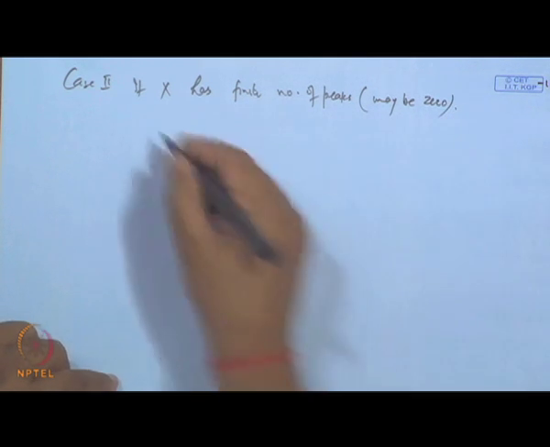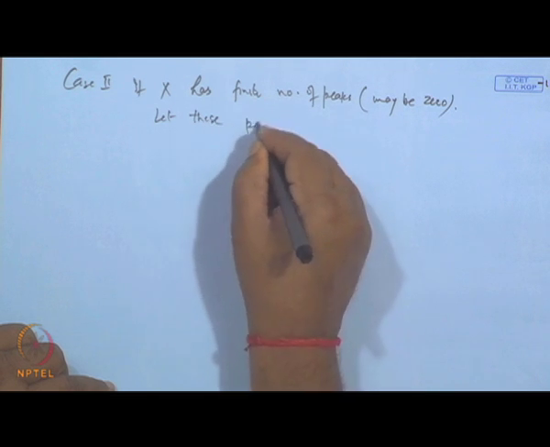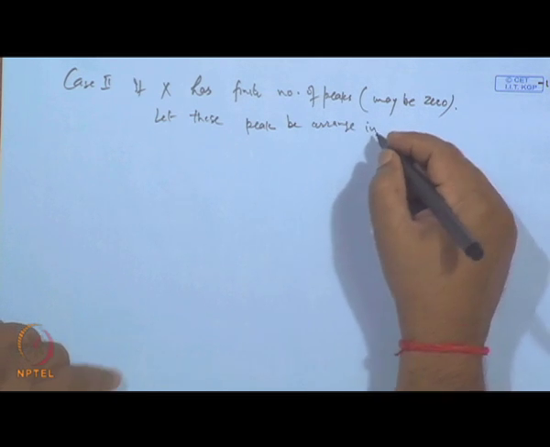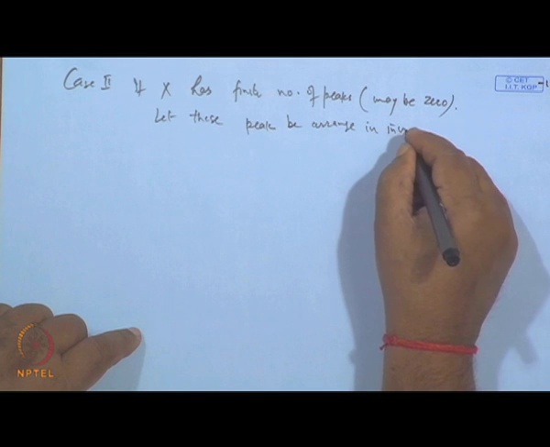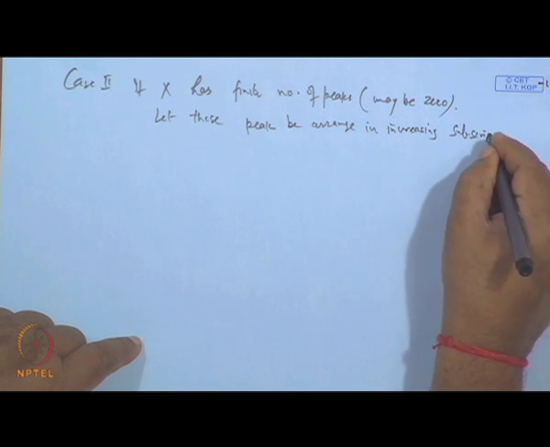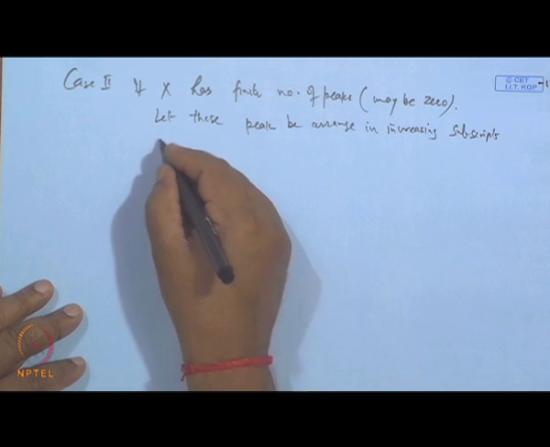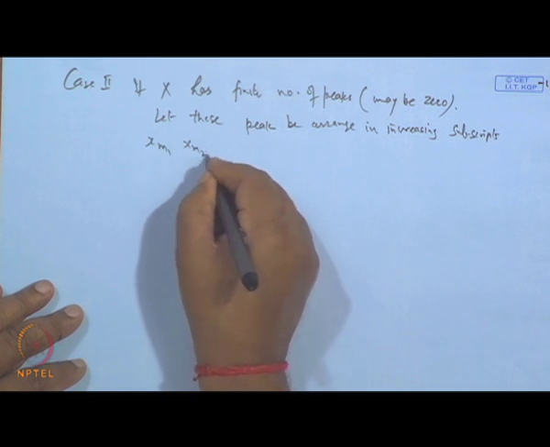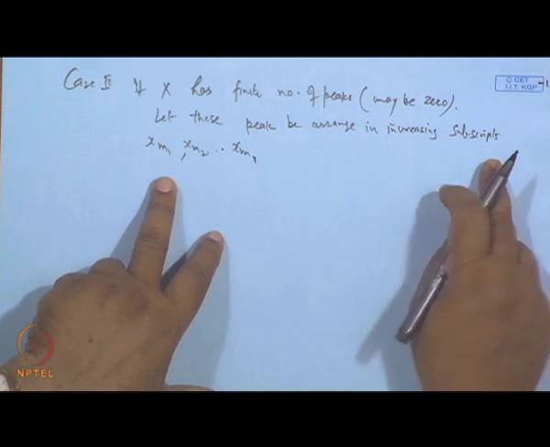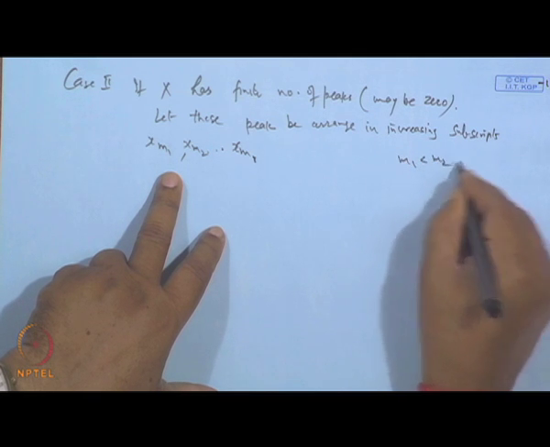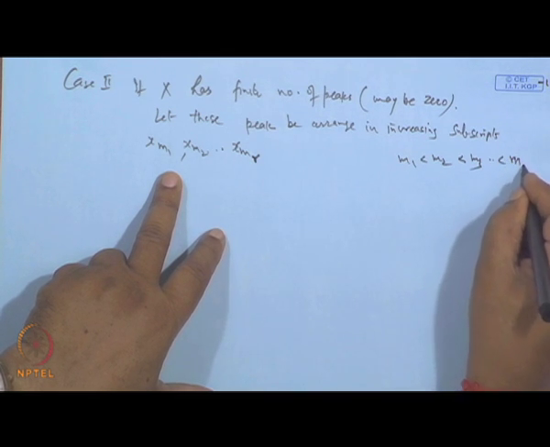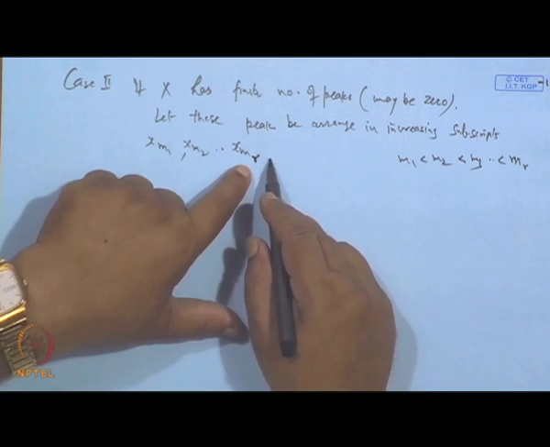Okay. So, let these peaks be arranged in increasing order of subscript, that is, if m 1 is less than m 2, then x m 1, x m 2, these are the peaks, x m r, arranged in increasing subscript, that is, m 1 is less than m 2, less than m 3, and this is m r. Arrange in this way.